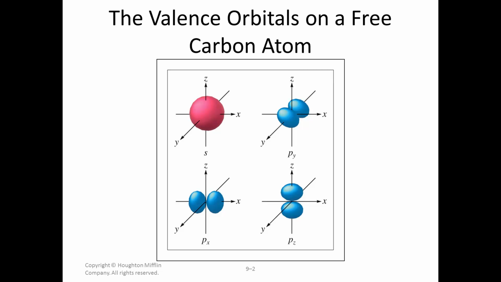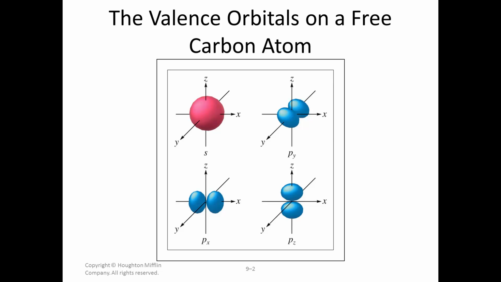Now, if we start with a free carbon atom, we know we have s and p orbitals available. However, if carbon bonded to hydrogen in methane through these s and p orbitals, we would have 2s and 2p orbitals for carbon, which would give two different bond types. We would have 3 carbon-hydrogen 2p1s bonds and 1 carbon-hydrogen 2s1s bond, which would be mutually perpendicular at 90 degrees.